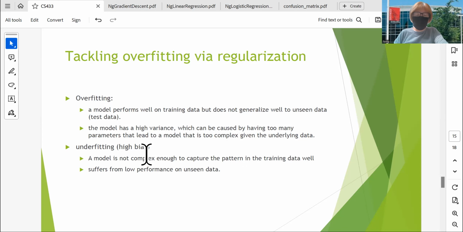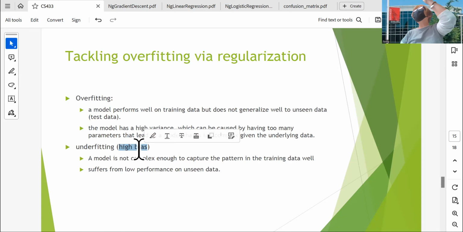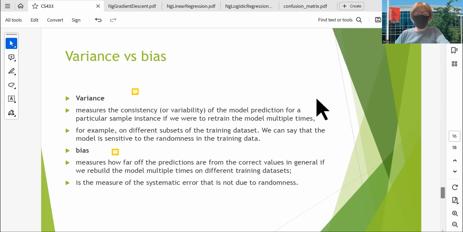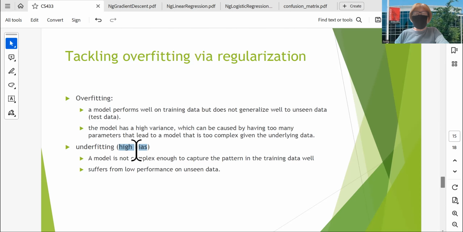Very important concept. And underfitting: the model is not complex enough to capture the pattern in the training data, and definitely it will perform poorly on unseen data also. So normally it's caused by what? Caused by high variance. Oh no, I'm sorry. It's caused by high bias.